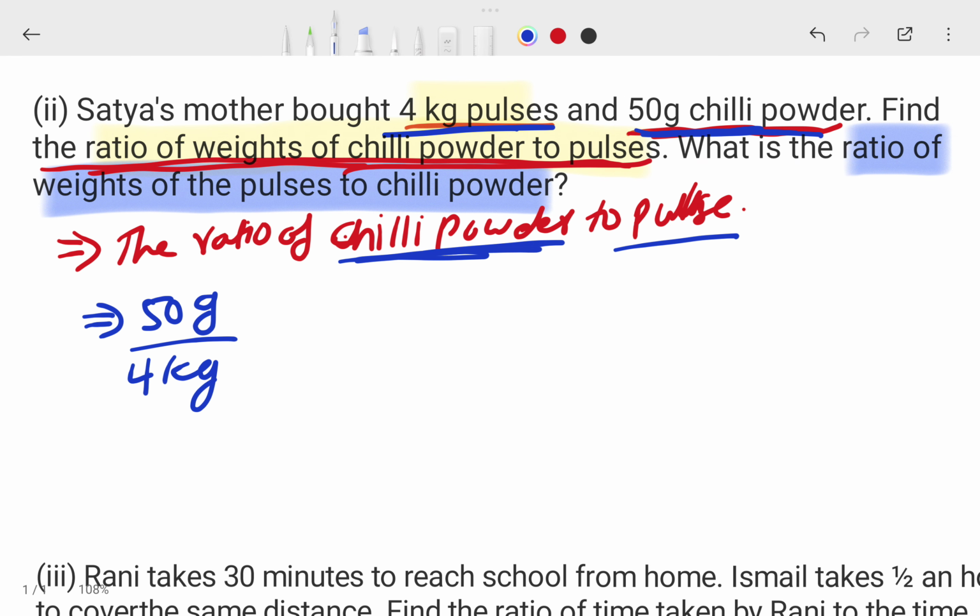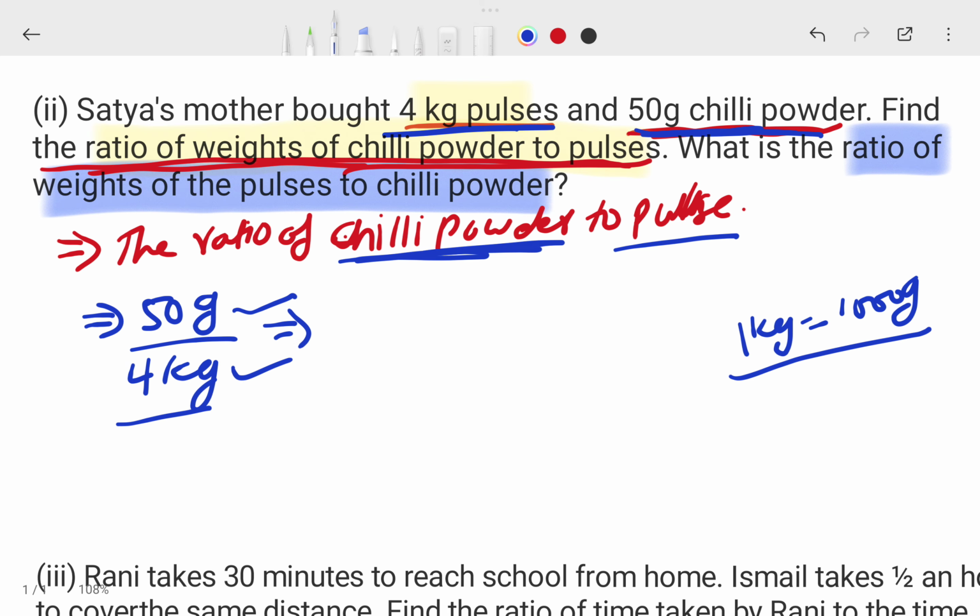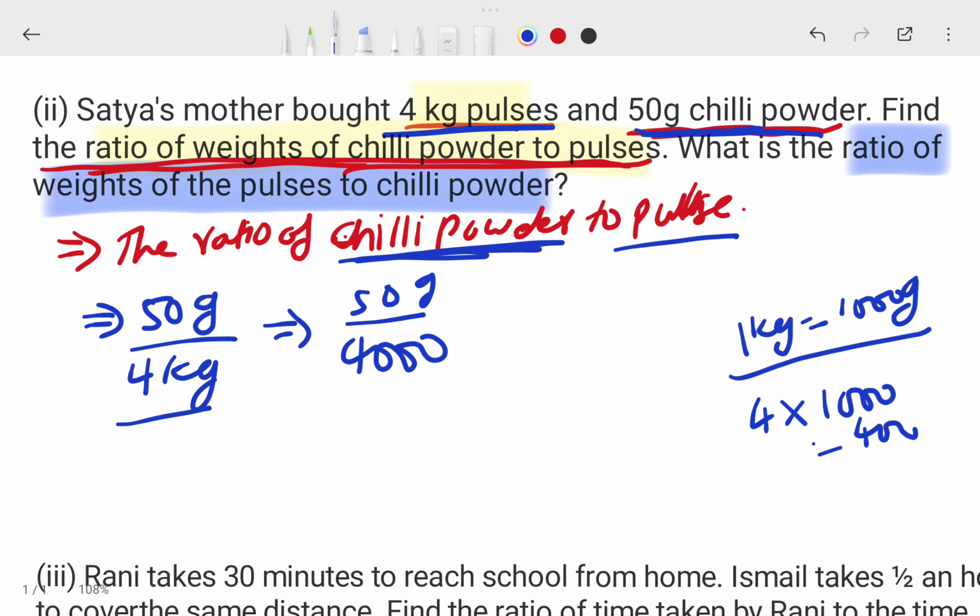Okay, if you see this, both are in different units. This is in grams, this is in kg. If you want to convert, 1 kg equals how much? It is 1000 grams, we know that. So let's convert this 4 kg into grams. The 4 kg is going to be multiplied by 1000. So what will be the answer? It will be 4000. So here it's 50 grams, and it's going to be 4000 grams.